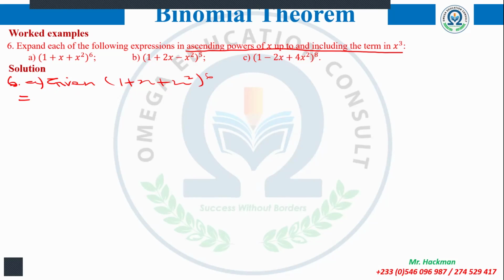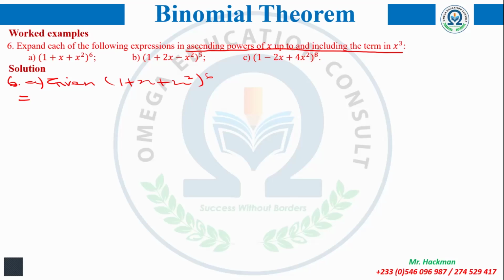How many terms, my professors? Three terms. So you can see that this has gone beyond what we know. We only know how to expand two terms to a certain power, but here you have three terms to a certain power, a trinomial to a certain power, not a binomial. But don't worry at all. You don't have any reason to worry.